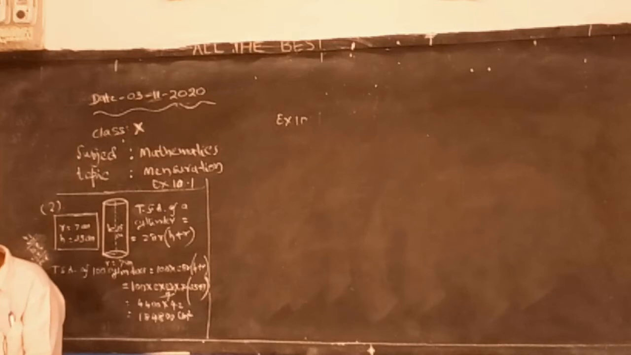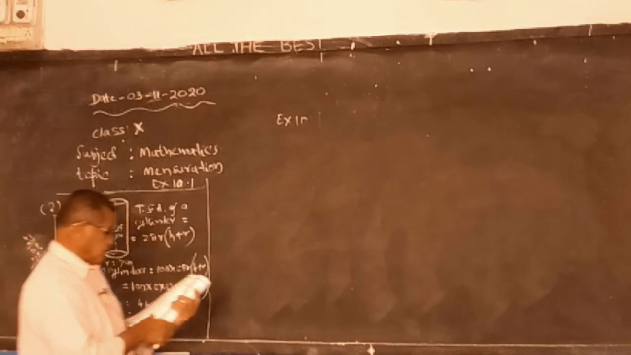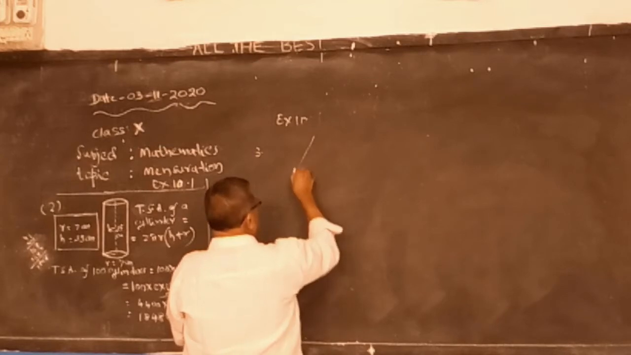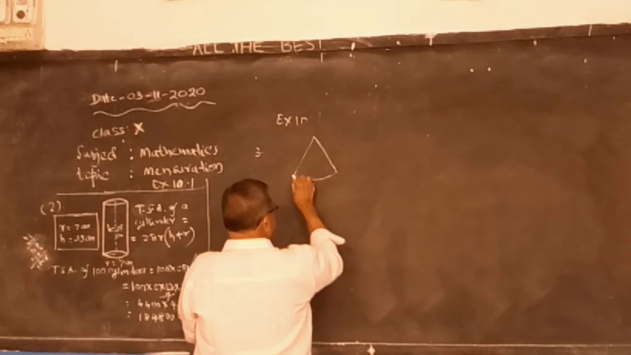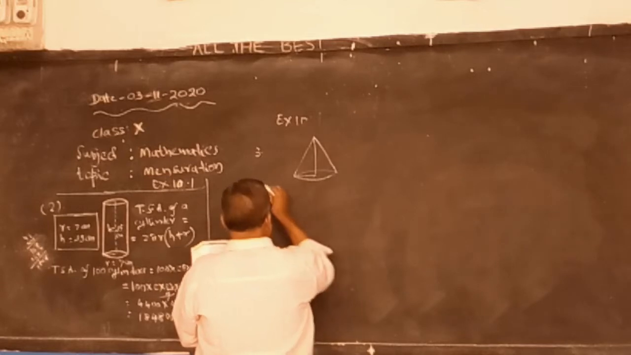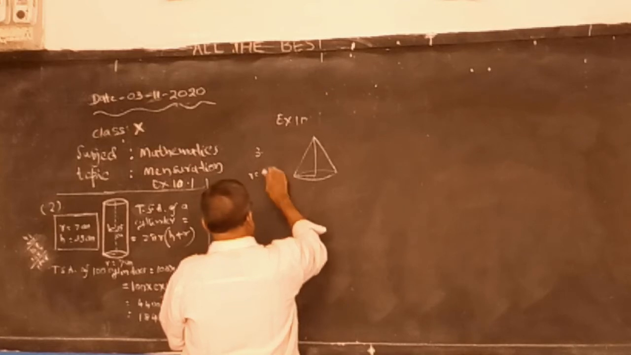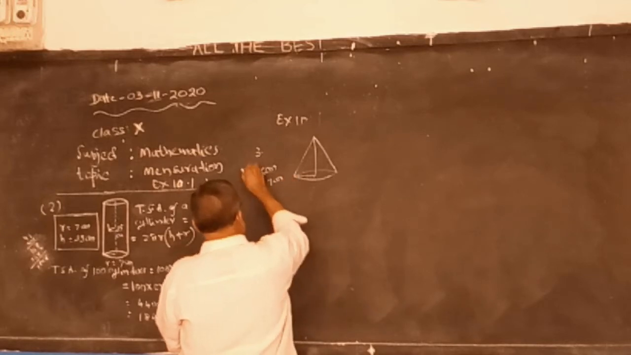Third problem. Find the volume of a circular cone with radius and height 7. The third problem is asking about a cone. Draw the figure of the cone. In the cone, radius, height, slant height, 3 measurements. Here given r is equal to 6 centimeters, h is equal to 7 centimeters. Write it in the box.